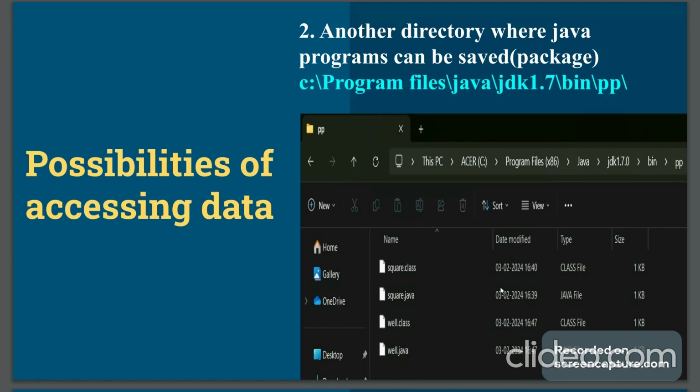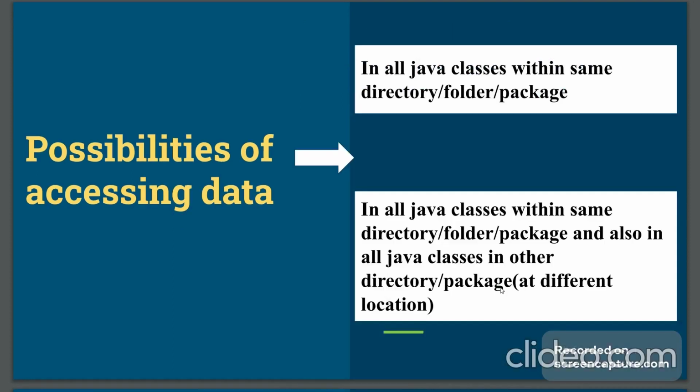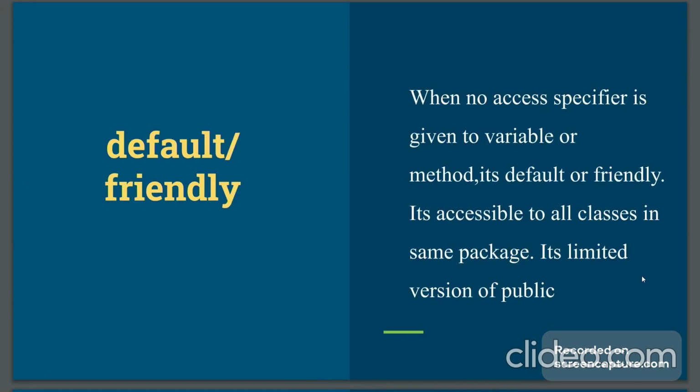So there are two possibilities. Either we can access functionality of one Java class in another Java class within the same folder or package or directory, like only in the bin, or we can access the Java code or functionality from one folder to another folder where other Java programs are stored. It means we can access at a different location. So according to this, we will see how these five different access specifiers or modifiers will work.